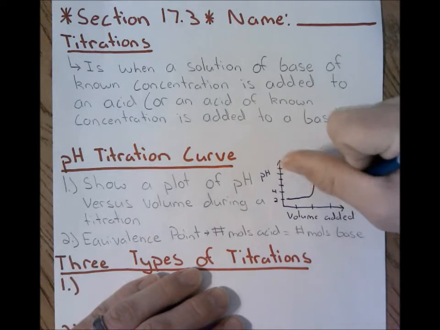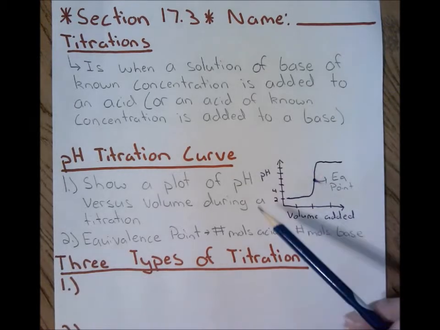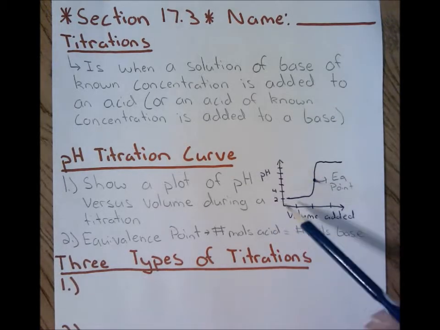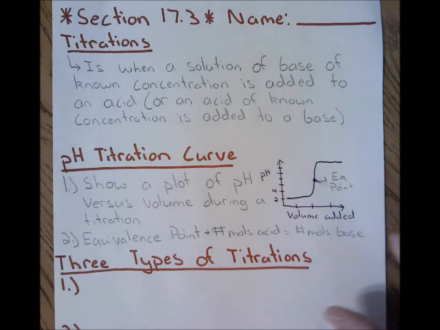Now, this point right here, that dot right there, is our equivalence point. And a little fast forward sneak peek, a titration of a strong base with a strong acid, or vice versa, is going to have an equivalence point equal to 7. You're going to have a completely neutral solution at the equivalence point of this particular scenario here.